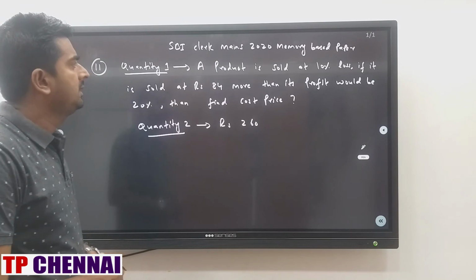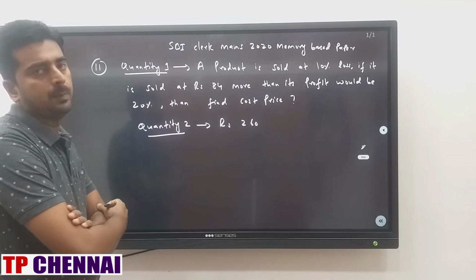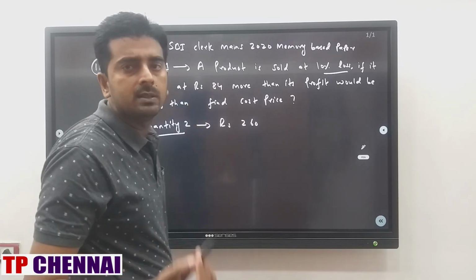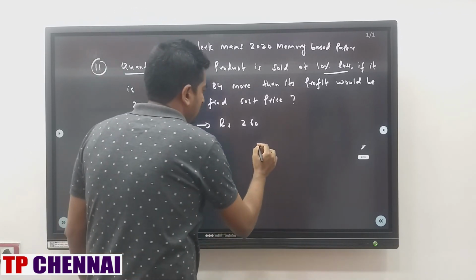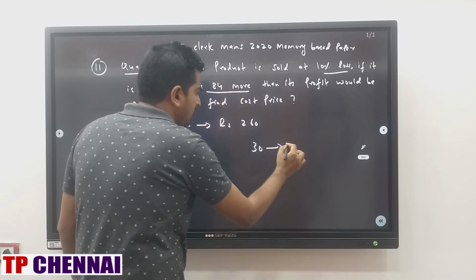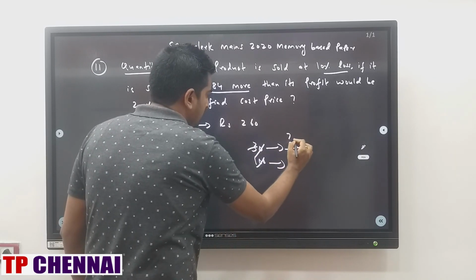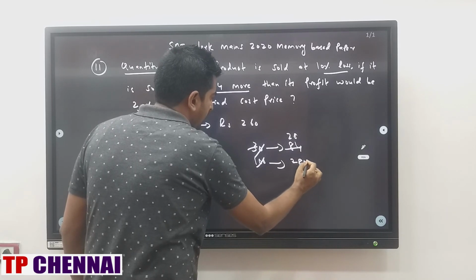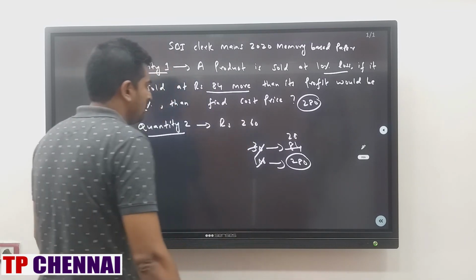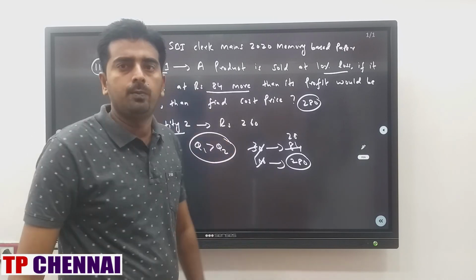Quantity 1. A product is sold at 10% loss. If it is sold at rupees 84 more, then its profit would be 20%. That means in one case 10% loss is there, in the other case 20% profit is there. Overall change is 20 plus 10, 30. So 30 parts is nothing but how much they have given you? 84 more. CP will always be 100 parts, so 28 into 10 is 280. So my cost price of quantity 1 is 280 and the cost price of quantity 2 they have given you is 260. So what's my answer? Q1 is greater than Q2.